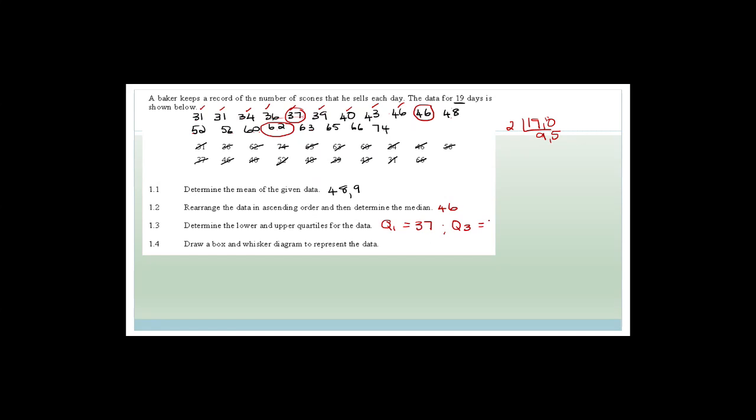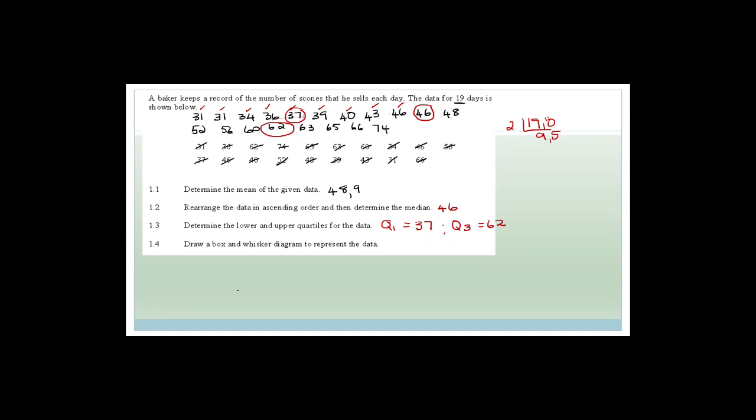So therefore Q3 is 62. Okay, right, 1, 2, 3, 4, just checking. Okay, right, now it says draw a whisker diagram to represent the data. Okay, so we're going from 31 to 74. So it's a little bit of a bigger gap between all the numbers.